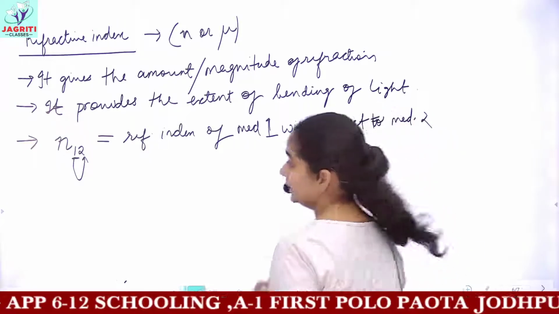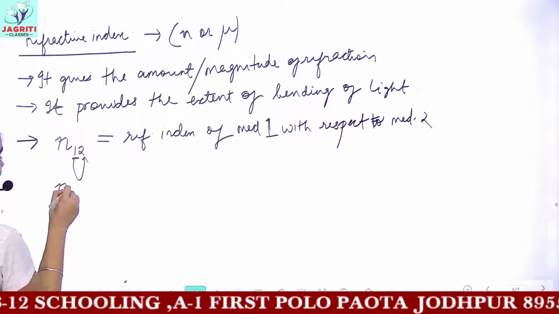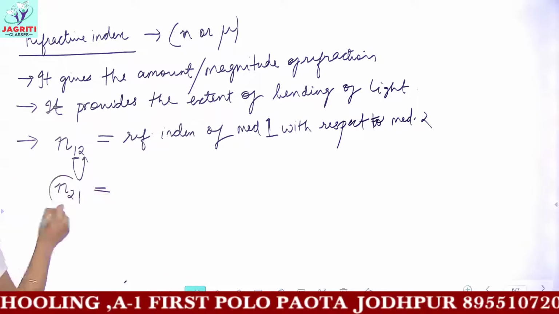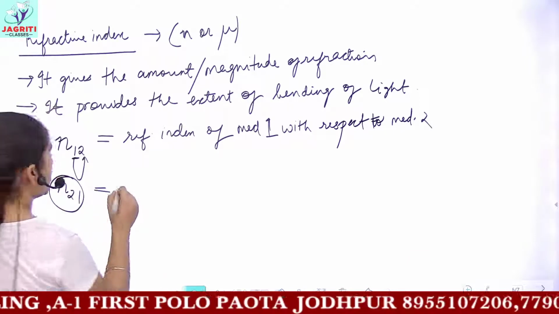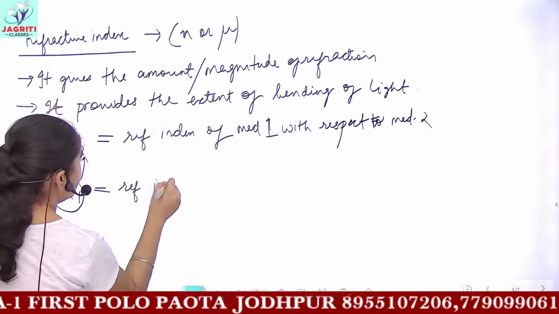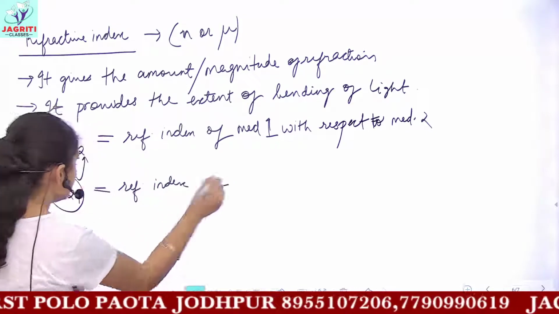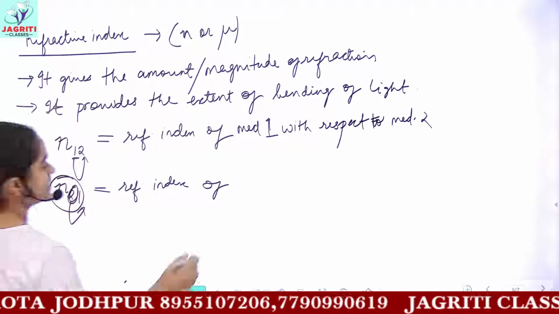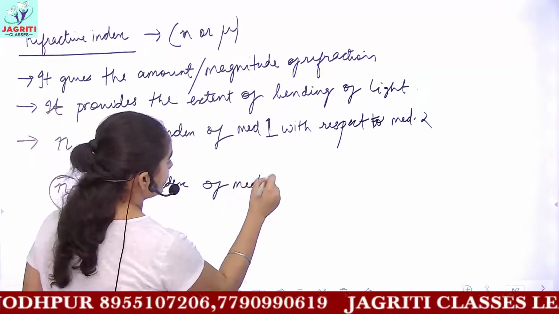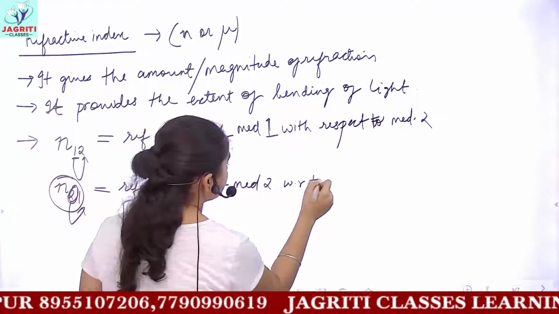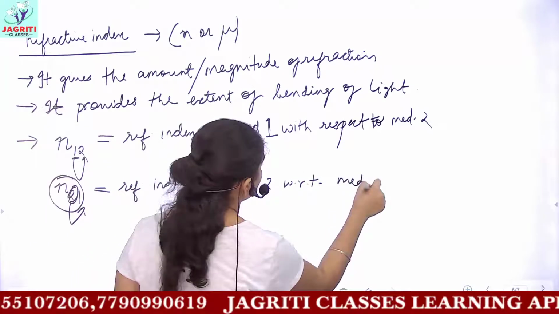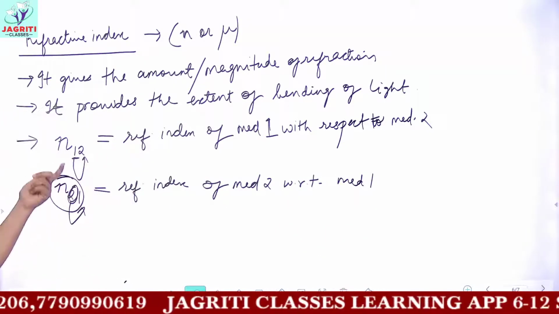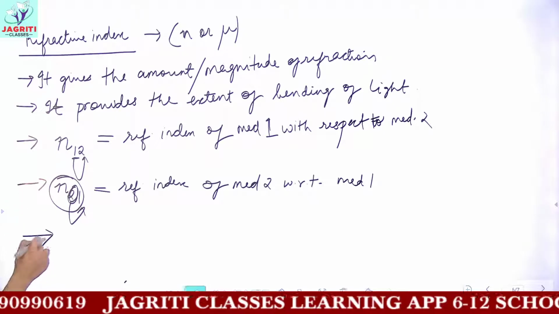So refractive index N12 shows the refractive index of medium 1 with respect to medium second. And if I write N21, this means N21 gives you the value of the refractive index of which medium? Of medium second with respect to medium first. And now, what is the formula to calculate refractive index?